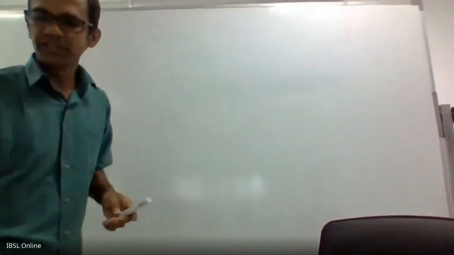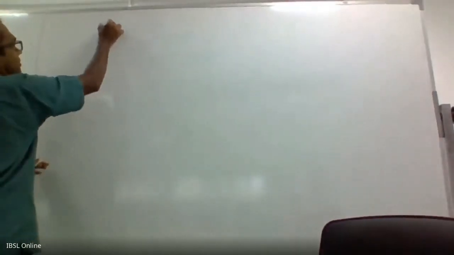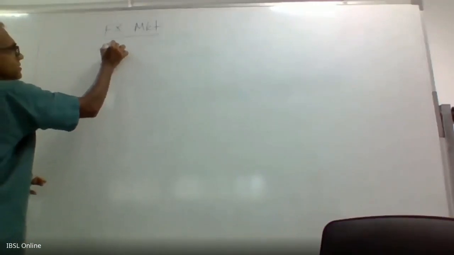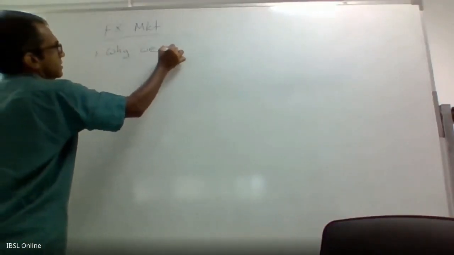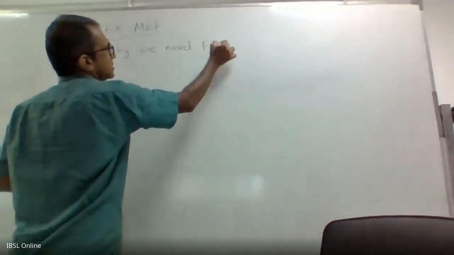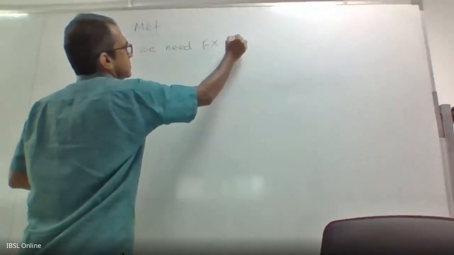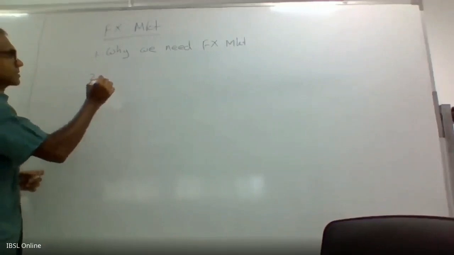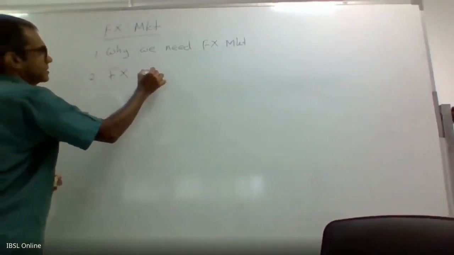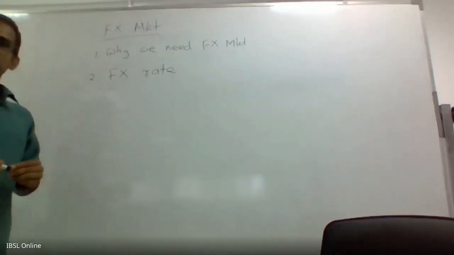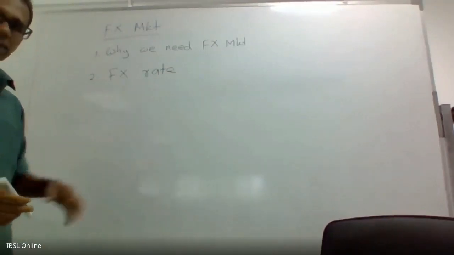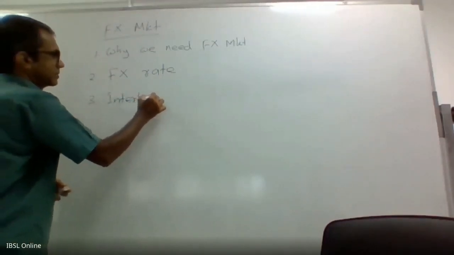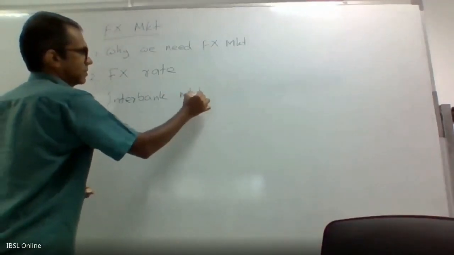This is just a summary of what we discussed last week. We started about the FX market. First, we discussed why we need the FX market. I hope you all can remember that. Then we discussed what the foreign exchange rate, or the FX rate, is. That's the price of one currency in terms of another currency. Then we discussed the interbank market.